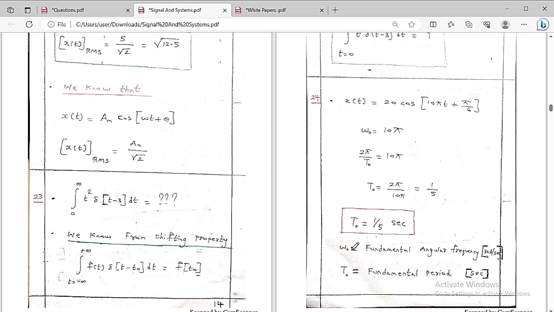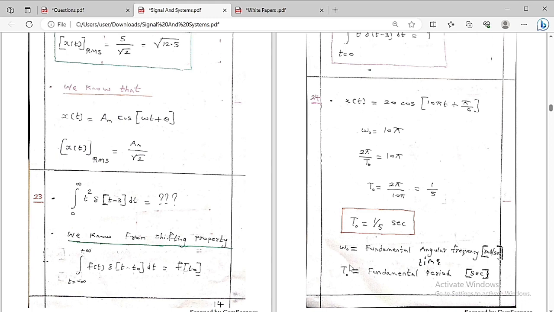So omega naught is the fundamental angular frequency and its unit is radians per second. And t naught is the fundamental time period. Then I should write here time period, not fundamental period. It is the fundamental time period and its unit is second. So omega naught is the fundamental angular frequency in radians per second, and t naught is called the fundamental time period and its unit is second.